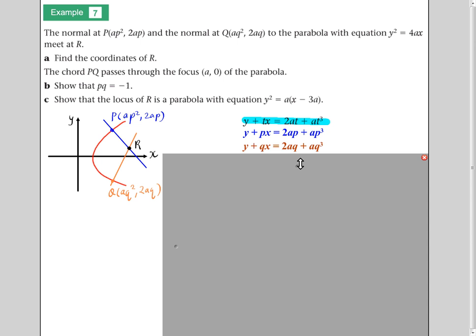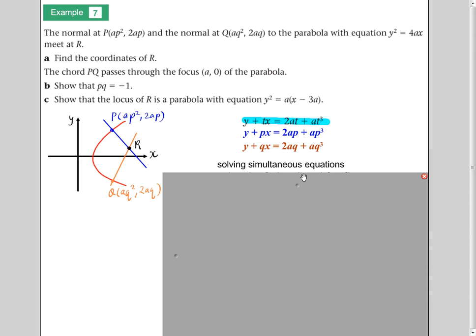If I want to find the intersection, basically what I need to do is use simultaneous equations, subtracting them by column: y take away y, px take away qx, 2ap take away 2aq, and ap cubed take away aq cubed. Now that gives us this. Notice that the y's cancel off. I've got p minus q here with the x outside, p minus q with the 2a factorized, and likewise a factorized here, and that's p cubed minus q cubed.